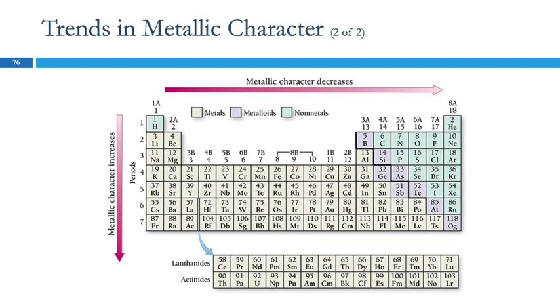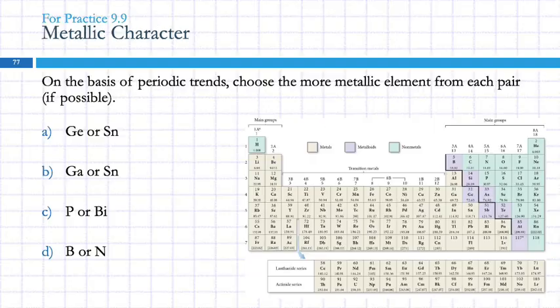And this is just showing you that metallic character decreases across, metallic character increases down. Choose the more metallic element. Let's just do one. Let's do C. Phosphorus or bismuth. So here's phosphorus, and there's bismuth. Well, which one's more metallic? Maybe the one on the other side of the metal line, right? This one's on the metal side, and that one's on the nonmetal side. So bismuth would be more metallic.